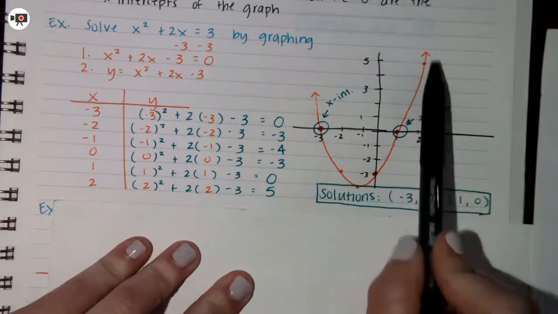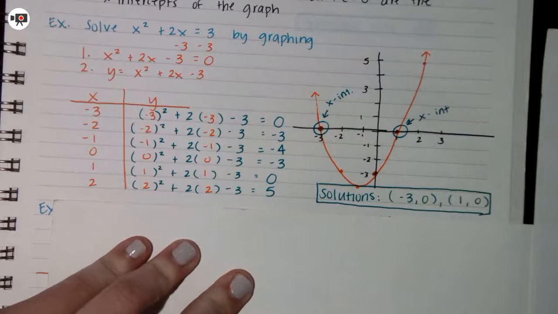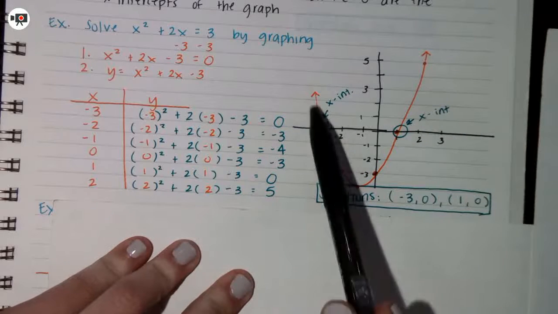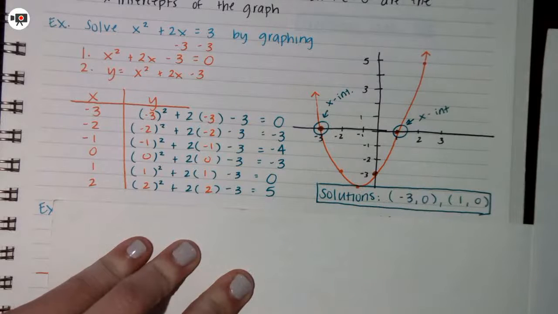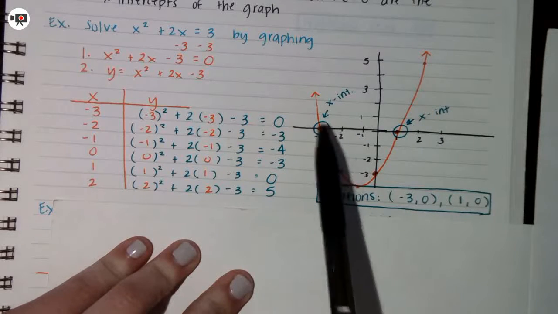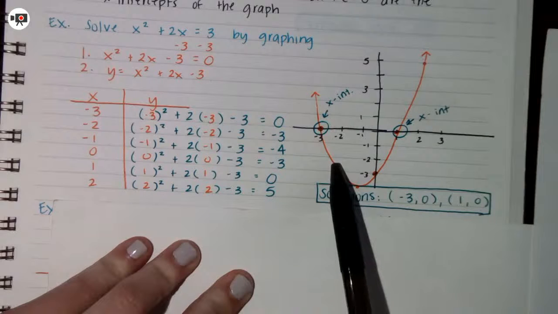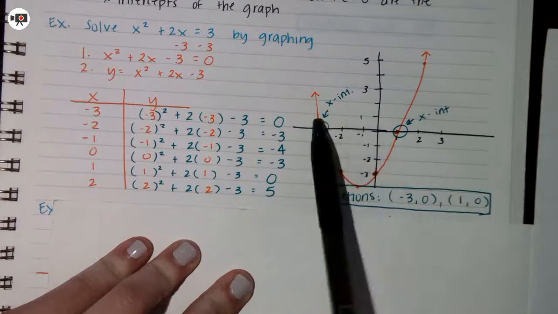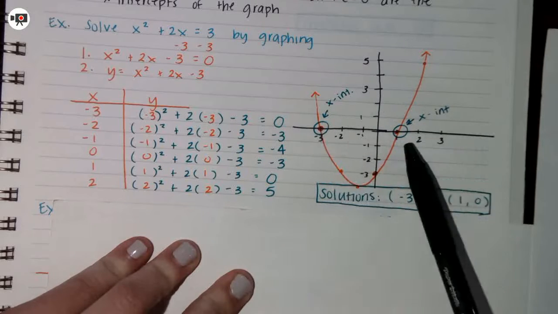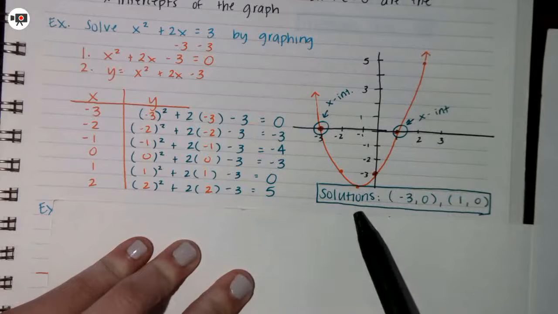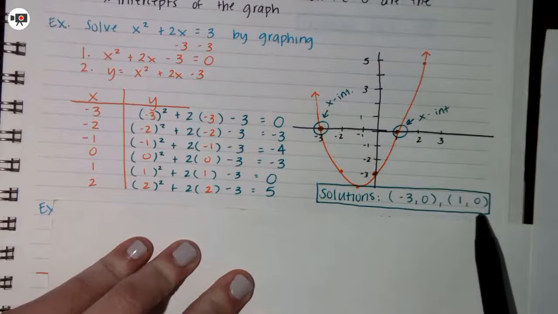When we draw the line, you want to make sure it's curved like a U and not a bunch of little straight lines like a V. We needed to include this negative 3 because that is one of the points where it goes through the x-axis. So I can look at my graph and say this is an x-intercept and this is an x-intercept. So the solutions are (-3, 0) and (1, 0).